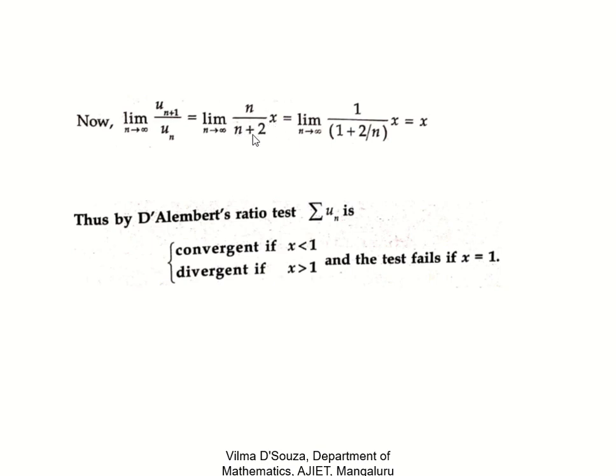So here if you take n out in the denominator, n into (1 plus 2 by n), right? So the n you have taken out gets cancelled. So 1 by (1 plus 2 by n) into x. As n tending to infinity, what is 2 by n? 0. So 1 by 1, that is 1 into x. As n tending to infinity, this value will be x. So according to D'Alembert's ratio test, the series sigma un is convergent if x is less than 1 and divergent if x is greater than 1, and the test fails if x equals 1.